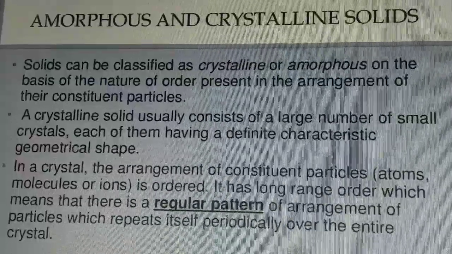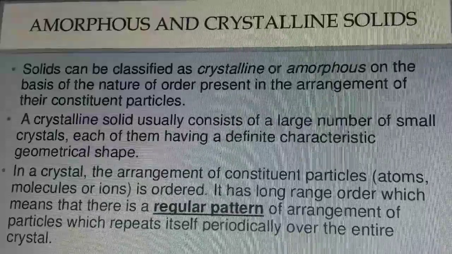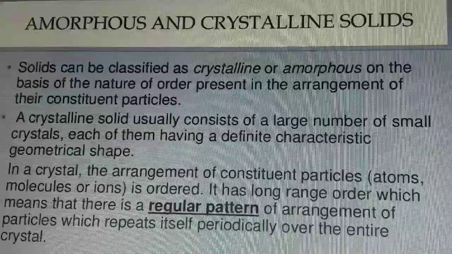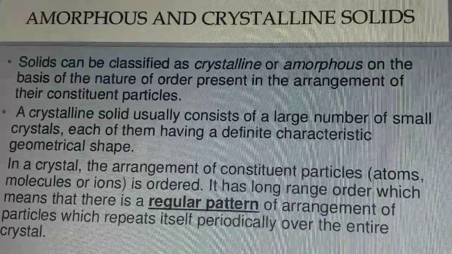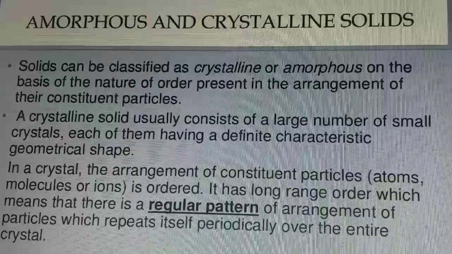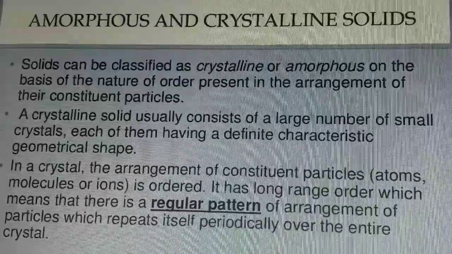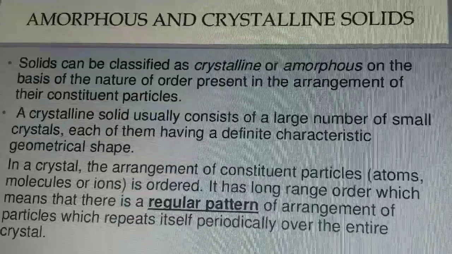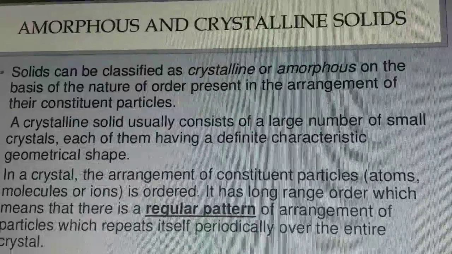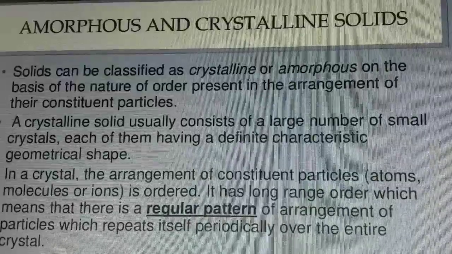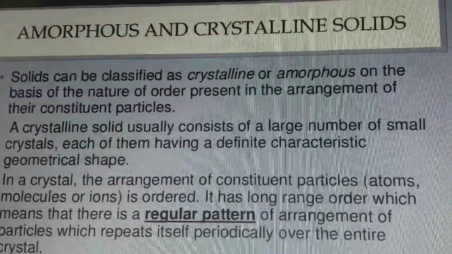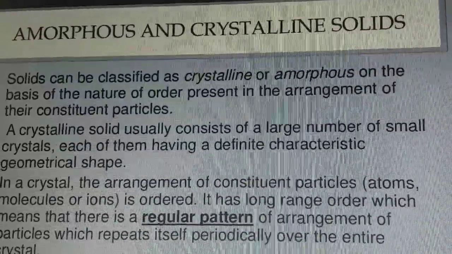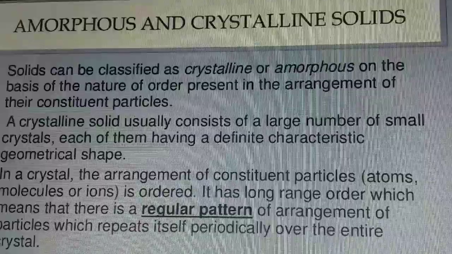So the arrangement of constituent particles, here Na+ and Cl-, is orderly throughout the crystal. You take one piece of a crystal, and the orderly arrangement will be there. Throughout the crystal, the orderliness is there. Such crystals we call what? Long range order crystals. So in a crystal, the arrangement of constituent particles is ordered. It has long range order. What is the meaning of long range order? It means that there is a regular pattern of arrangement of particles which repeats itself periodically over the entire crystal.